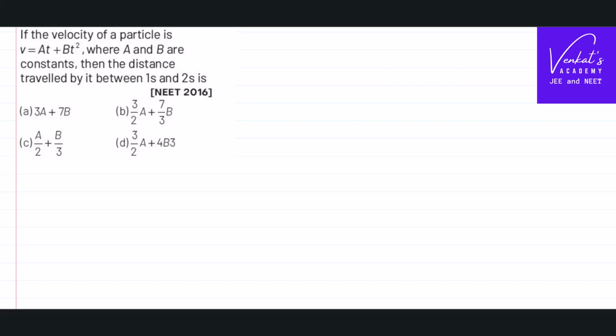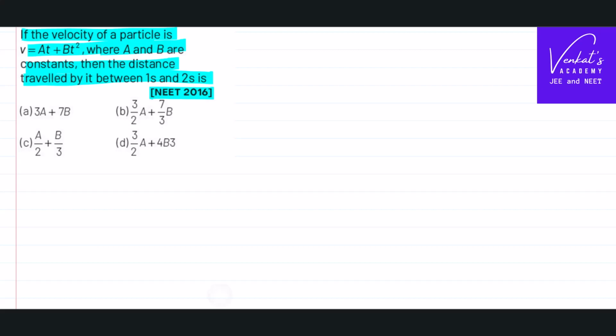We are solving a problem that is given in NEET 2016 Physics. It's a problem on one-dimensional motion. It's a very interesting problem. The problem is given like this. If the velocity of a particle is v equal to at plus bt square, where a and b are constants and t is the time, then what's the distance traveled by it between 1 and 2 seconds?